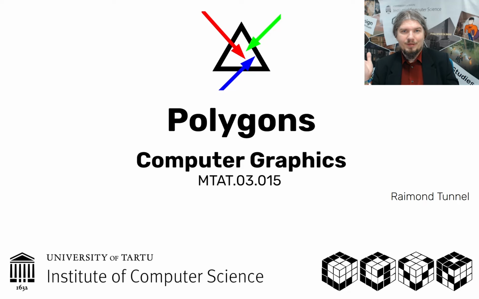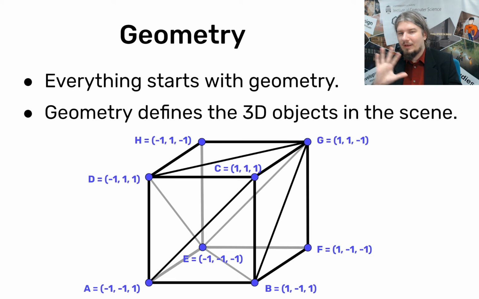Polygons. So in computer graphics, in 3D computer graphics, all that we see is made out of polygons. It's made out of geometry somehow. So if you see Geralt of Rivia in the Witcher games, then he's made out of a bunch of triangles, basically. So anything we want to represent needs to be defined as geometry. Geometry defines the 3D objects in the scene.